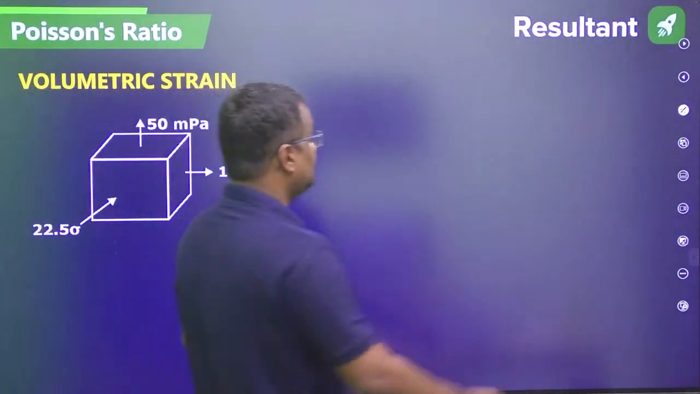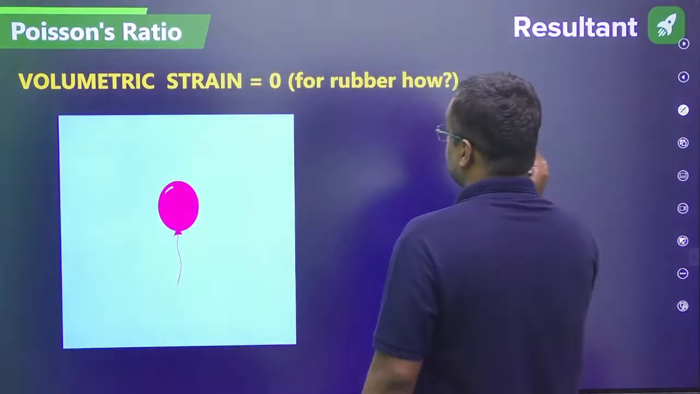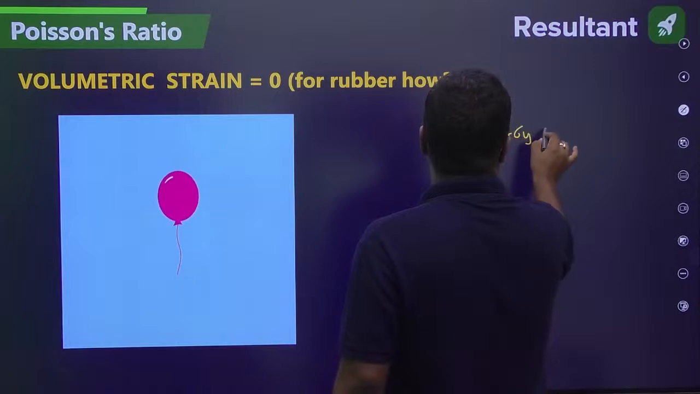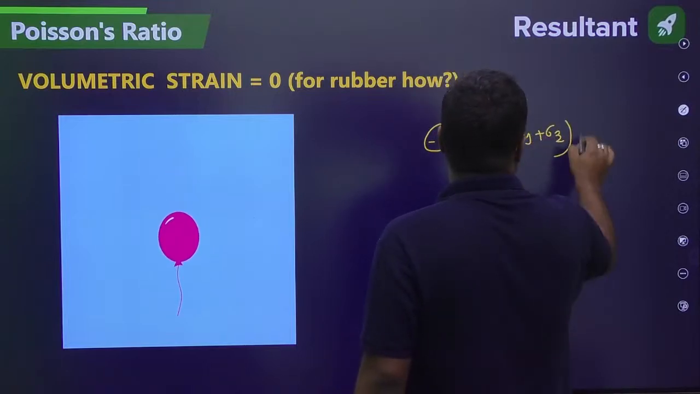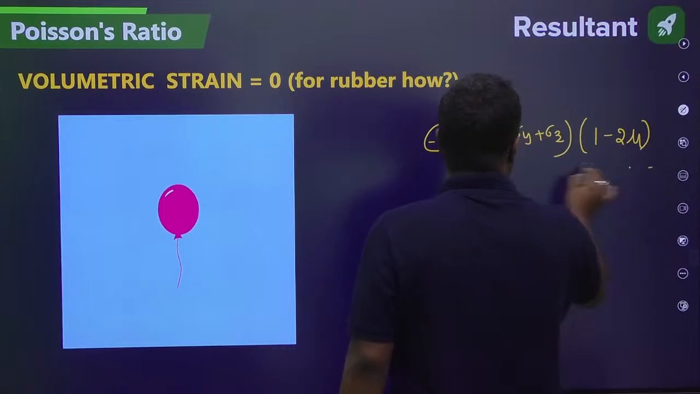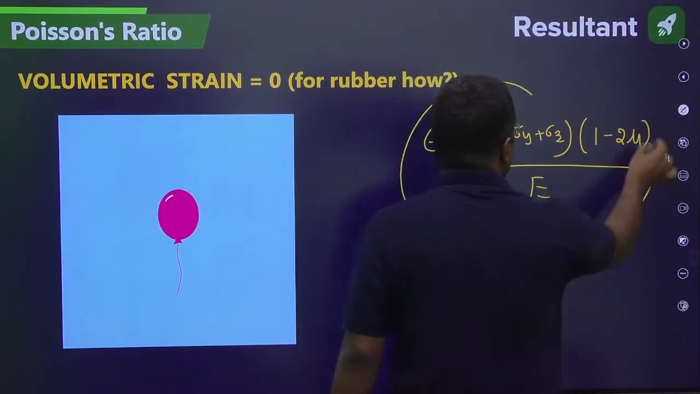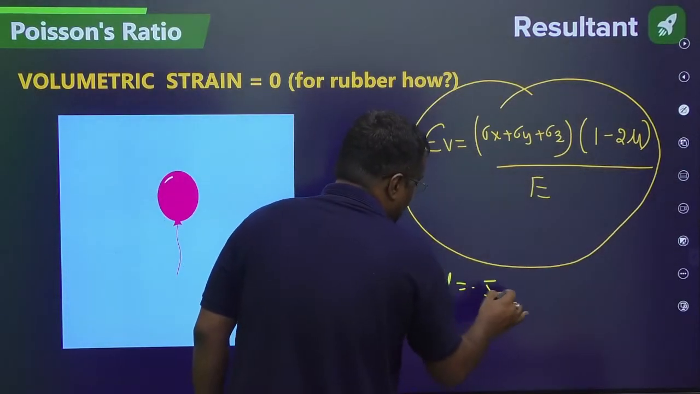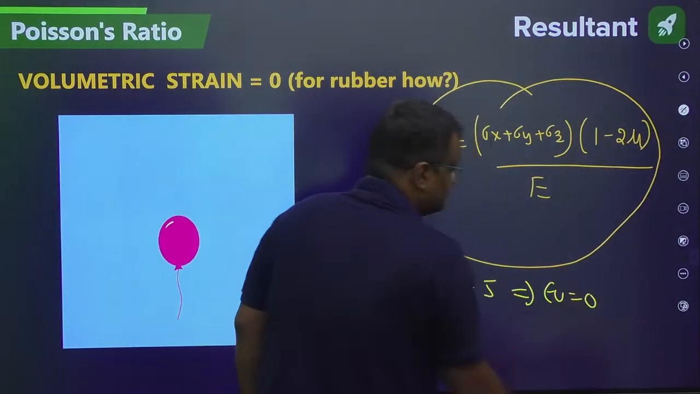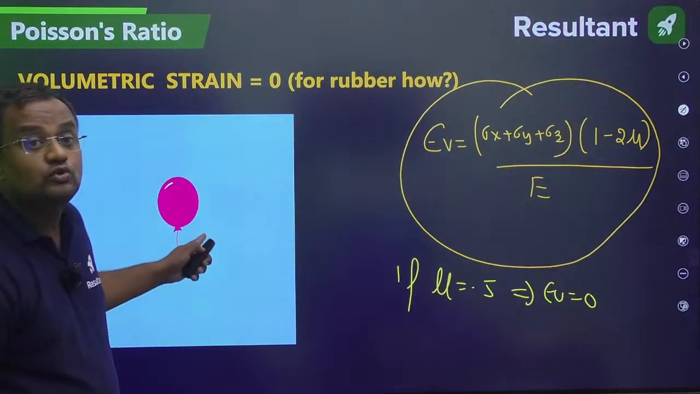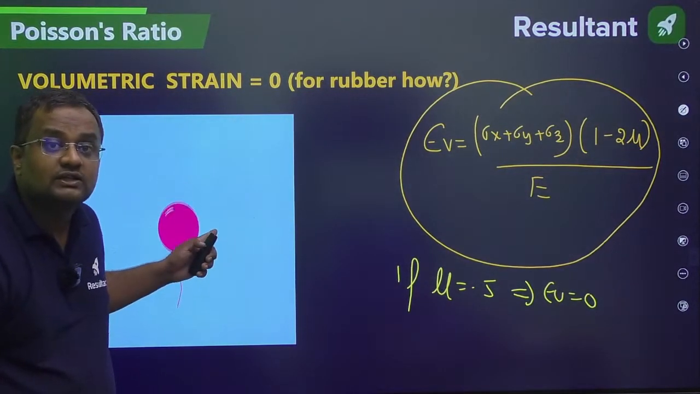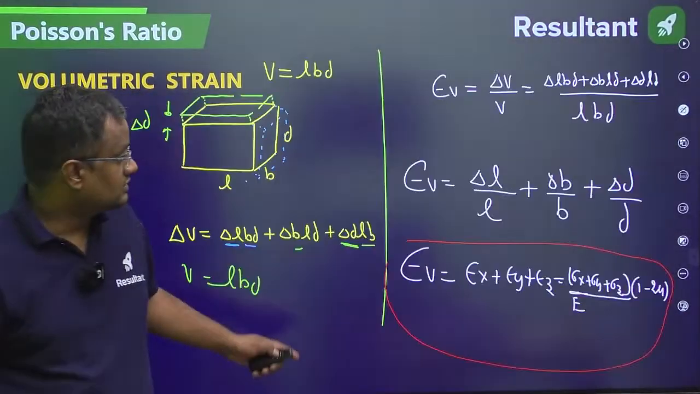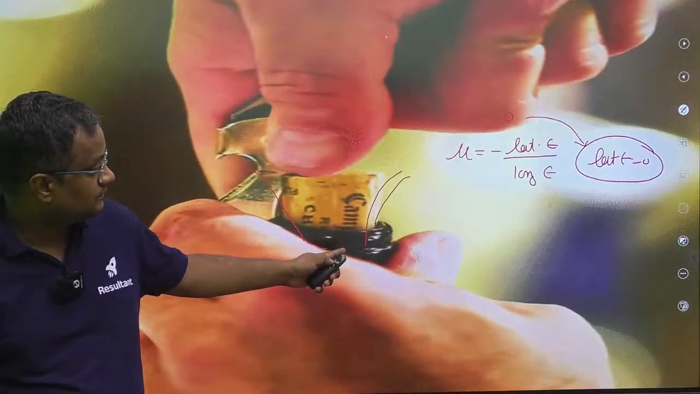And when this volumetric strain comes, sigma X plus sigma Y plus sigma Z times 1 minus 2 mu upon E. What does this mean? If mu is 0.5, then volumetric strain is equal to 0. That is for rubber. For rubber, mu is 0.5. Volumetric strain is 0 because 1 minus 2 into 0.5, 1 minus 1 is 0. So rubber volumetric strain is 0.